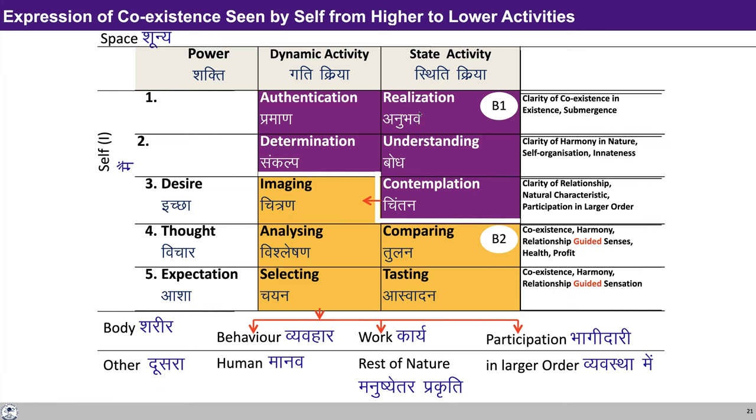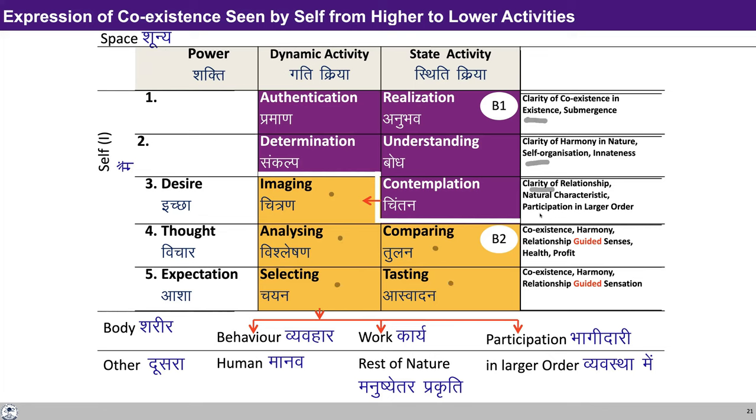Now, when we are able to awaken to the higher level activities, we can see how the coexistence is seen by the self from higher to lower activities. So we are able to have the clarity of coexistence at the level of realization, clarity of harmony at the level of understanding, and clarity of relationship at the level of contemplation. And this guides my imaging, this guides my analyzing and comparing, this guides my selecting and testing.